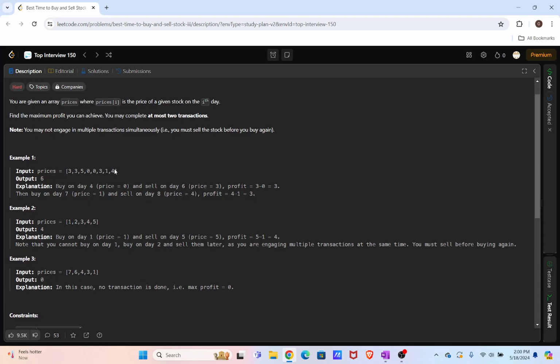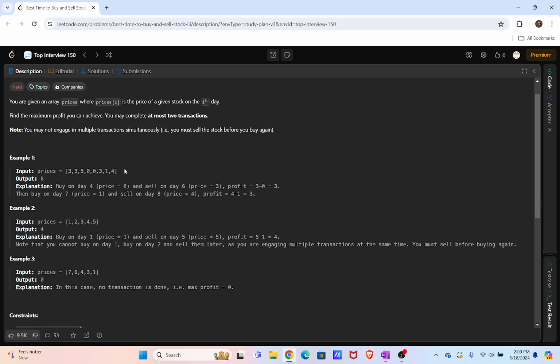So for this particular example, they are saying that the output is 6. We will buy on day number 4, price is 0, sell on day number 6 for price 3, and we get a profit of 3. Then we buy on the next day and sell on the final day, we get another profit of 3. So the total profit is 6.